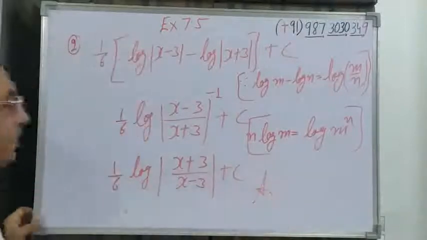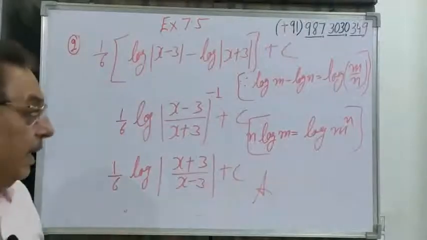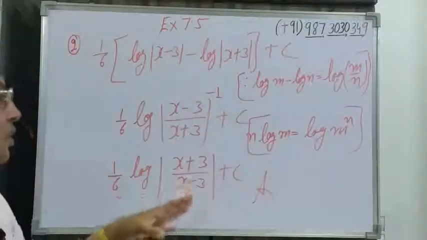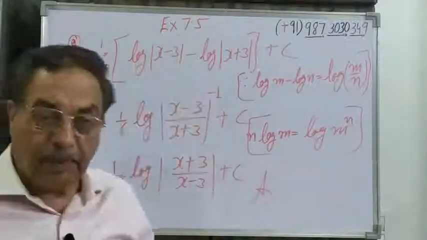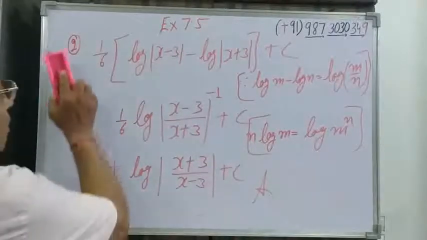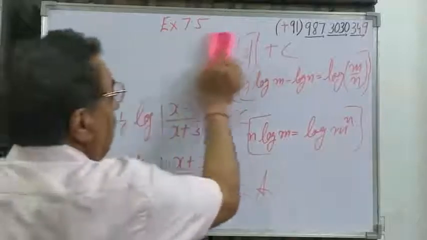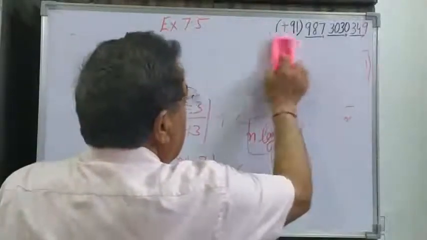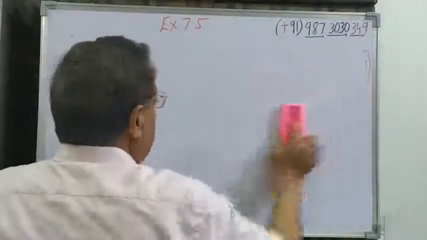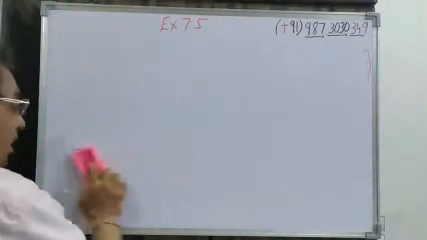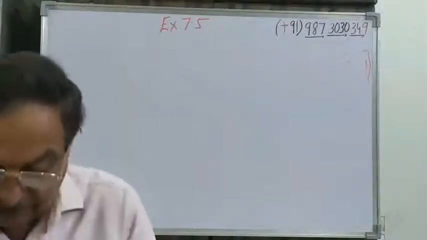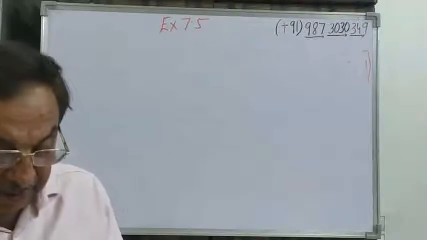This is the final answer for question number 2. Use two properties of the logarithm: negative sign, make it positive, and how to resolve into partial fractions, which you must do. So now let us go to the next important question of 7.5, and that is your question number 7.